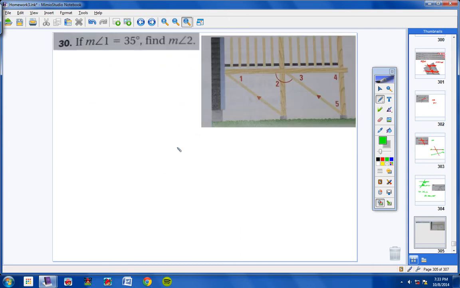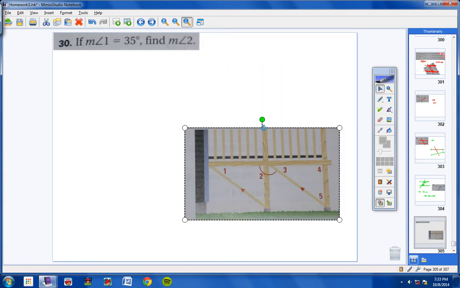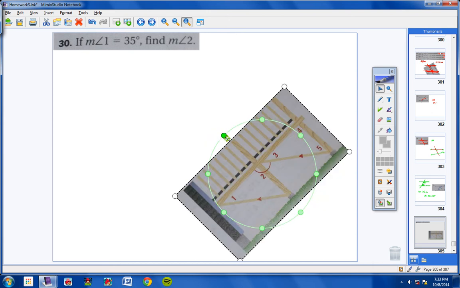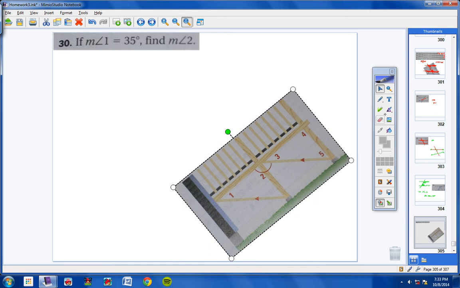Okay? All right, let's take a look here. What do we have? We have parallel lines. I'm going to take this picture and turn it so that my parallel lines are horizontal. It's always easier, students. Learn to do that if you can. Okay, so here's my parallel lines right here.